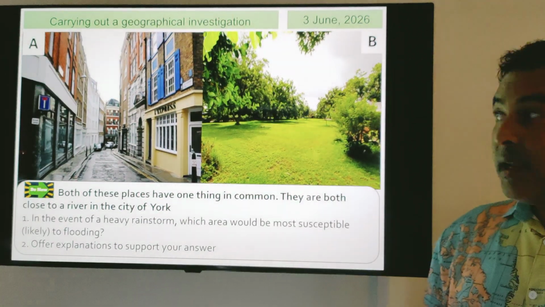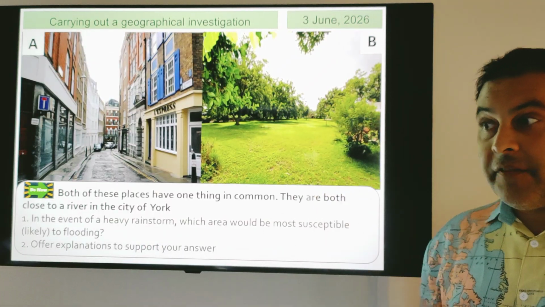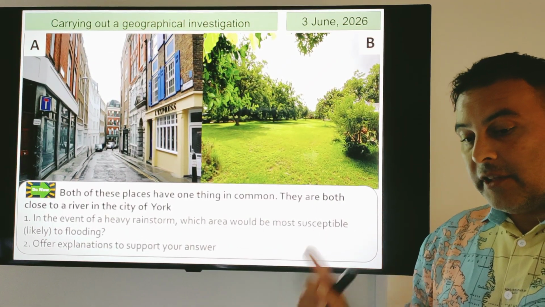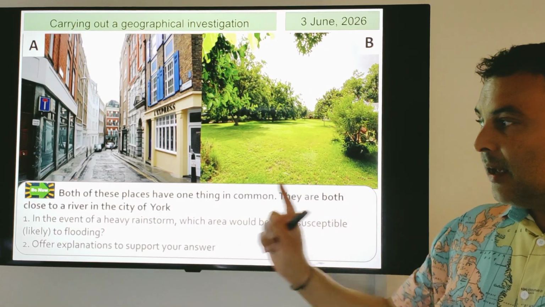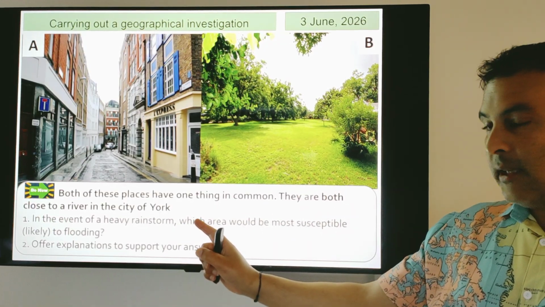Hi guys, today we're going to look at carrying out a geographical investigation. So the first thing I need you to do is, as we always do, title, date, have a go at that do now, that starter.